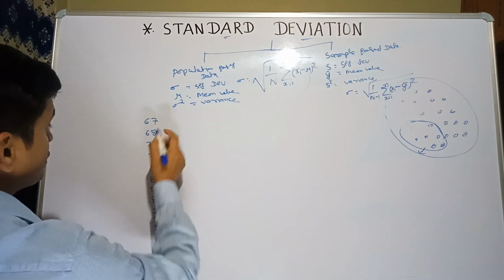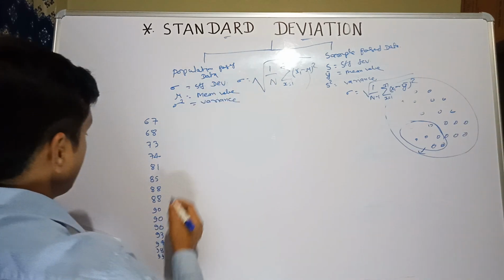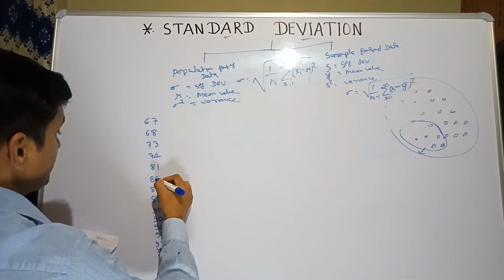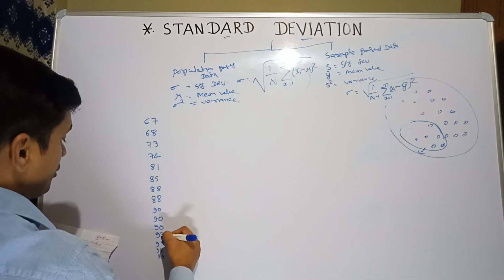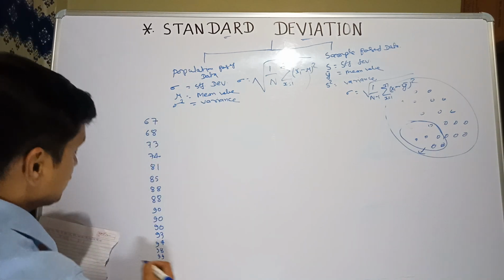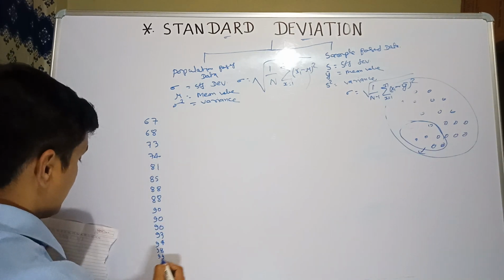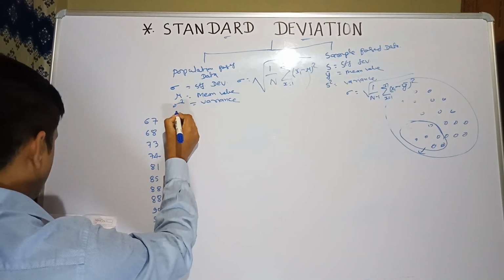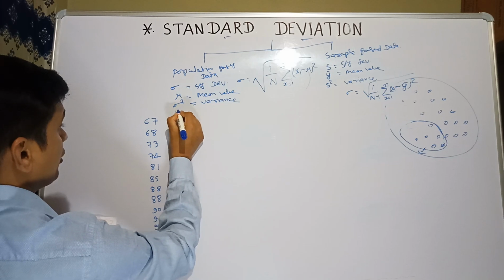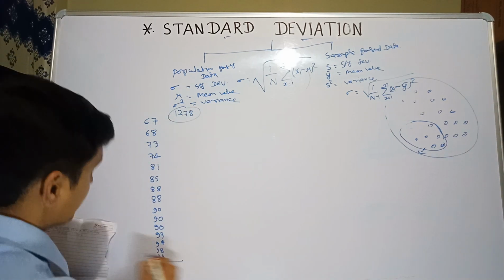Mean value is equal to the sum of all the marks divided by the total participants. So in total 15 students participated. First of all, we have to add all the values. After adding all of the values, we got a total of 1478.